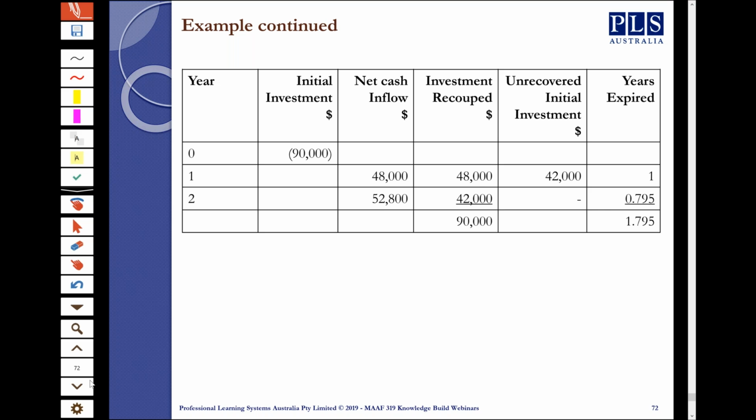Note my answer of 0.795 is basically the 42,000 divided through by the 52,800. That gets you your 0.795. So that would get you your 1.795 is how you would think it through. But again, just an appreciation of how they could do that for a smaller mark question.